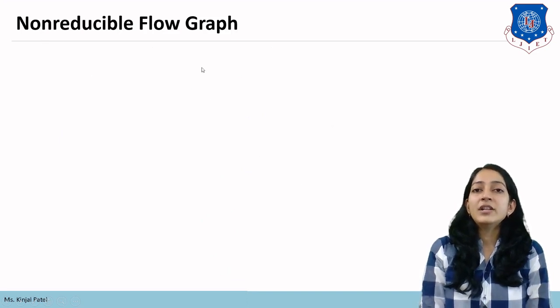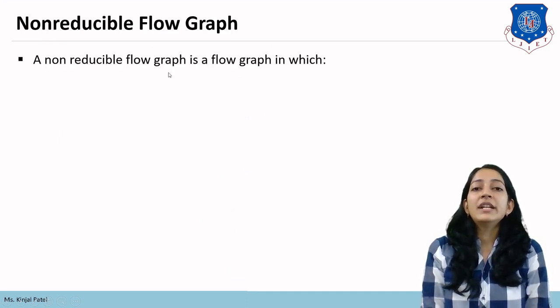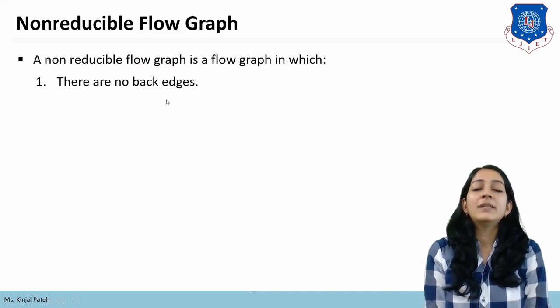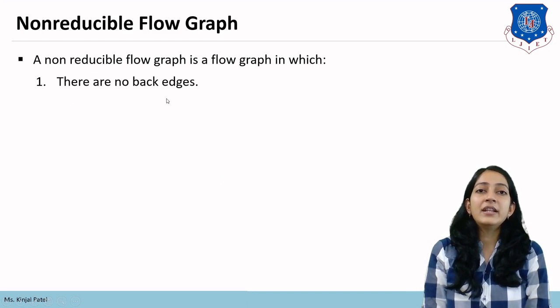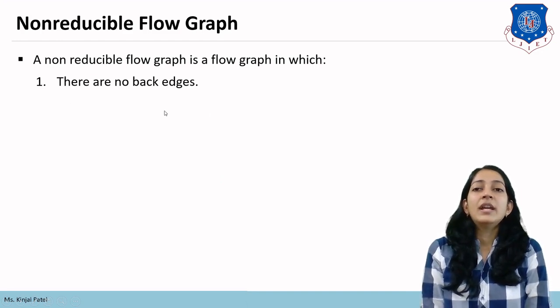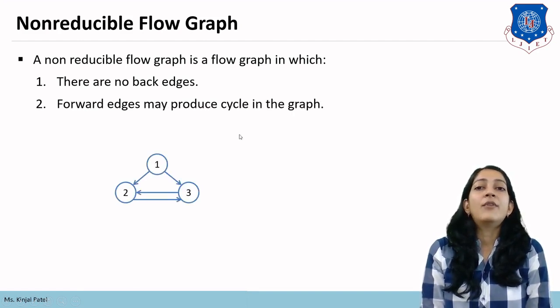Next is the non-reducible flow graph. A non-reducible flow graph is a flow graph in which there are no back edges, because the back edges are what create the loop iteration. So if there are no back edges in the loop, then we can say that this graph is a non-reducible graph, and forward edges may produce a cycle in the graph.